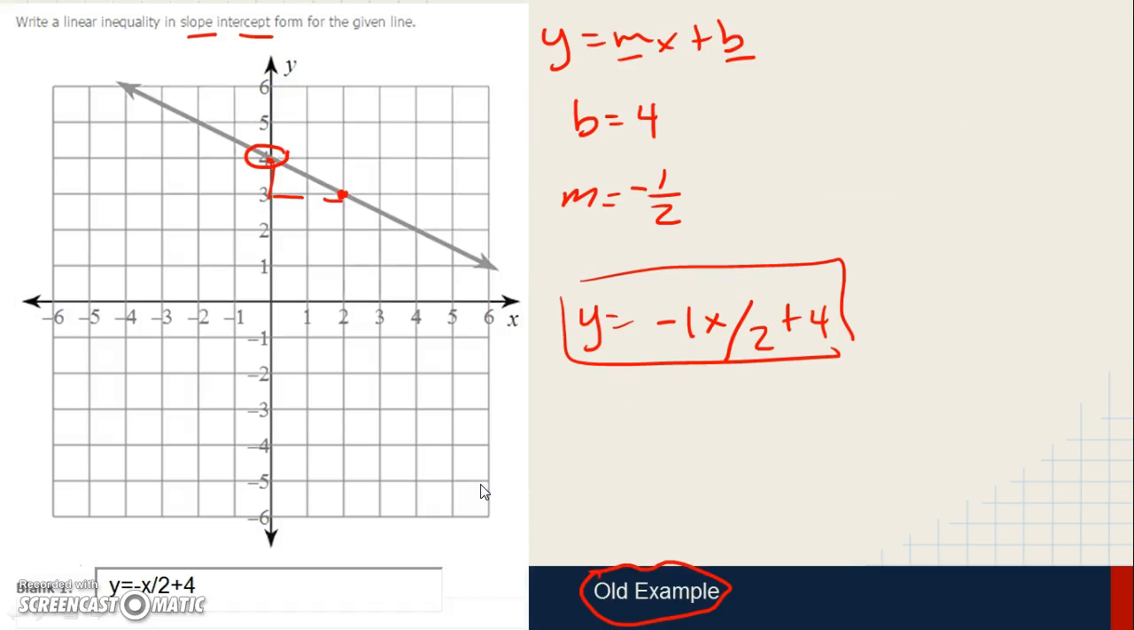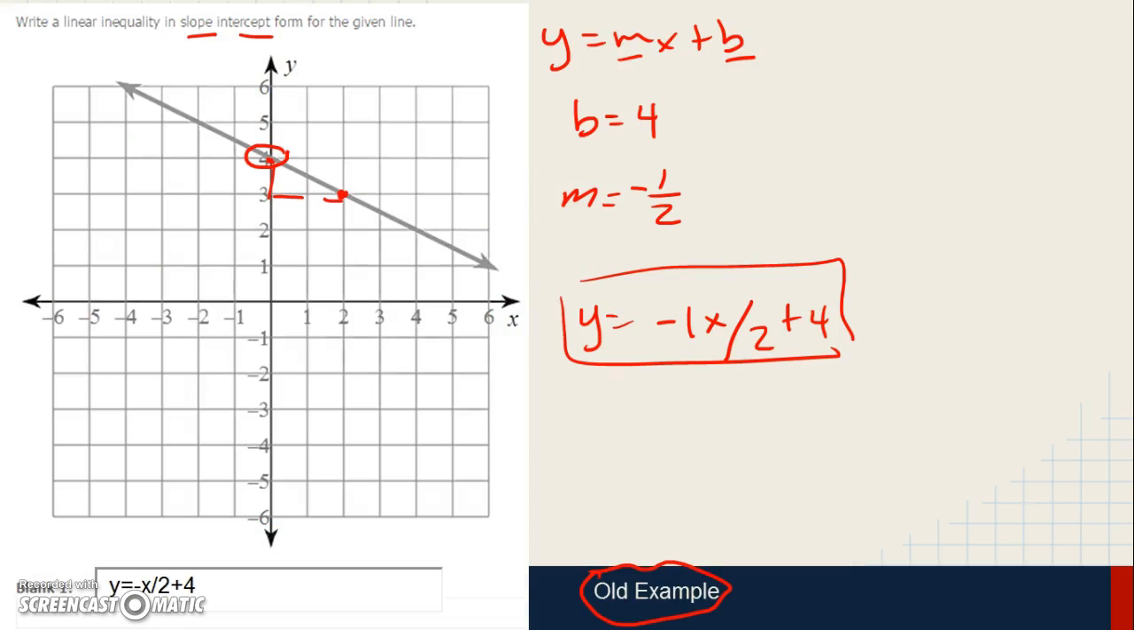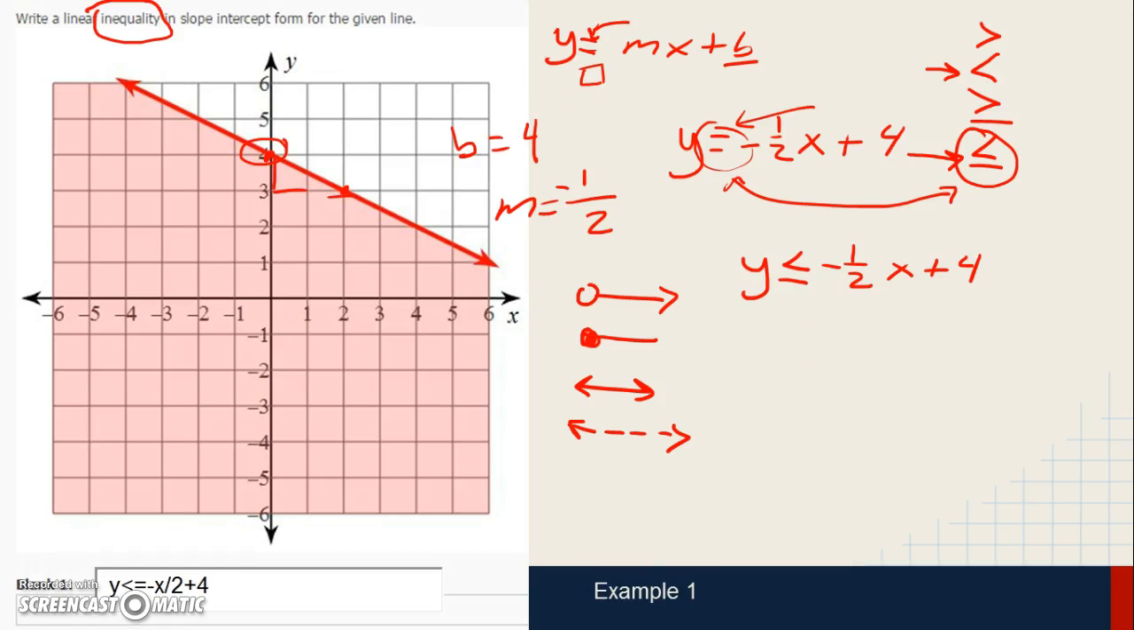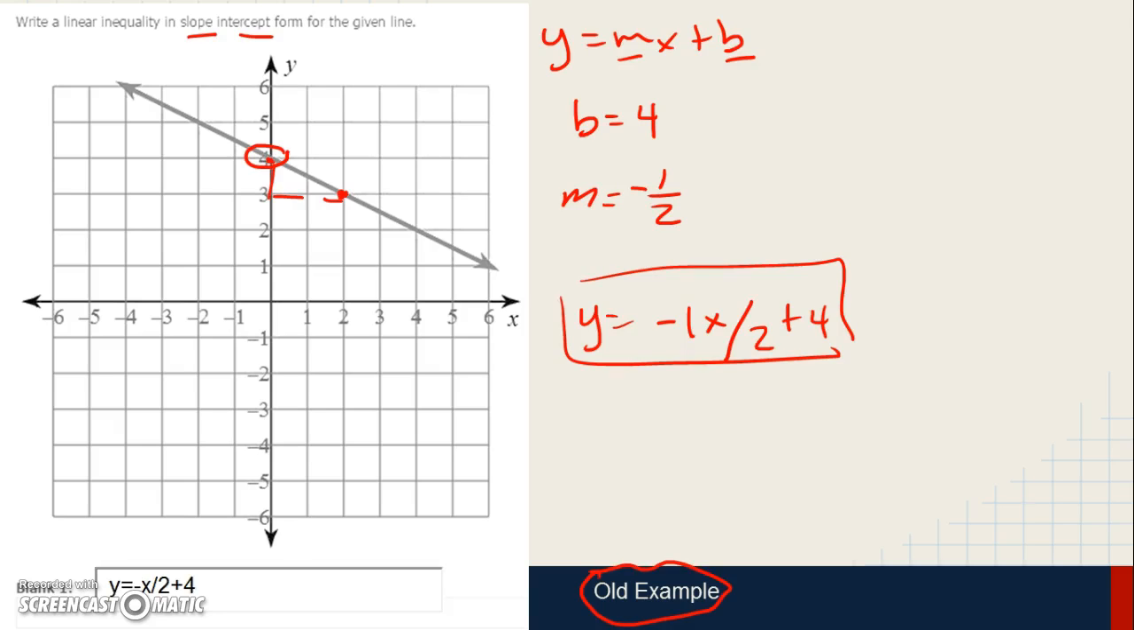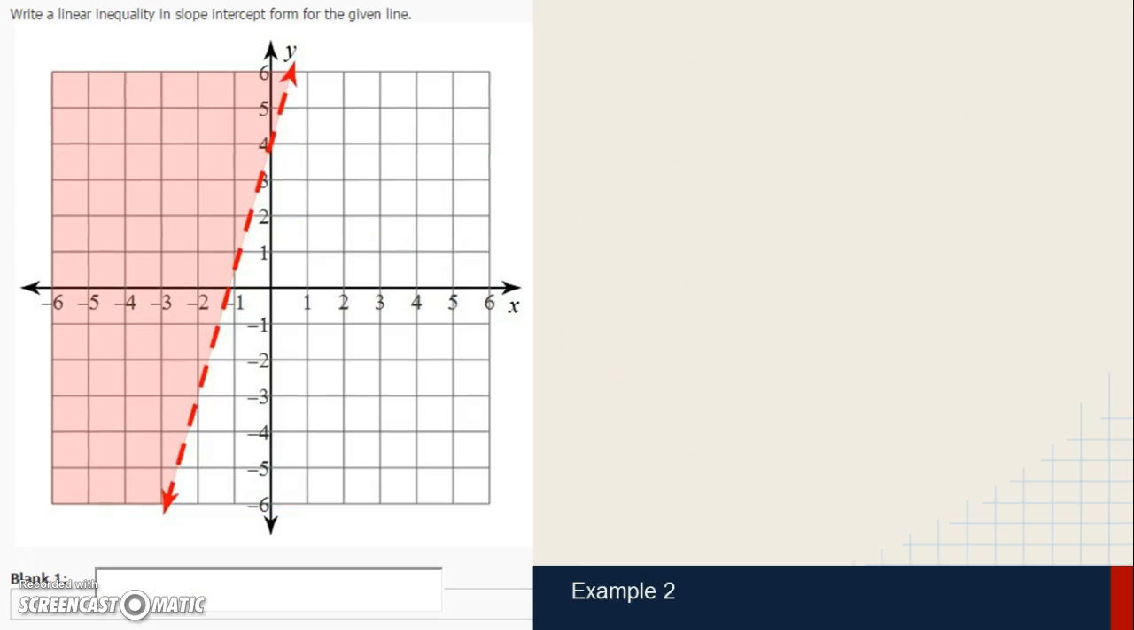So if we go back, I want you to look at these two problems. This was writing an equation from a graph. This was writing an equation from a graph of an inequality. Can you see how similar they are? It's the exact same graph, except the first one is an equation, and the second one is an inequality. That should help you make the connection between the new thing that we're doing from the old.